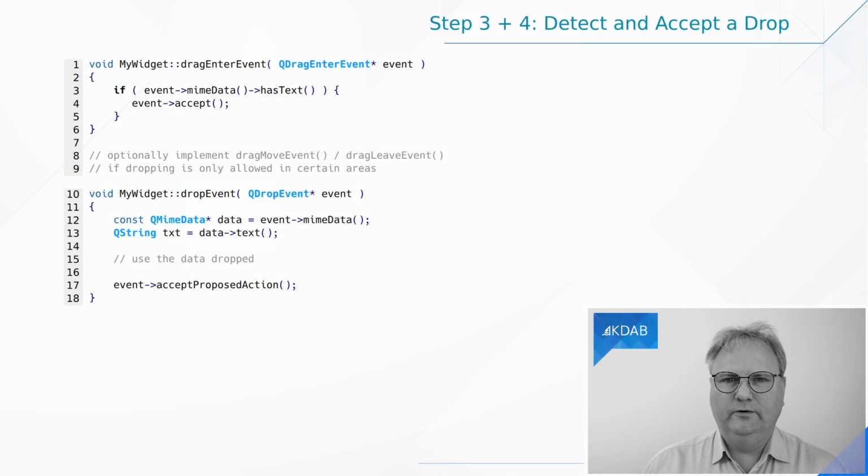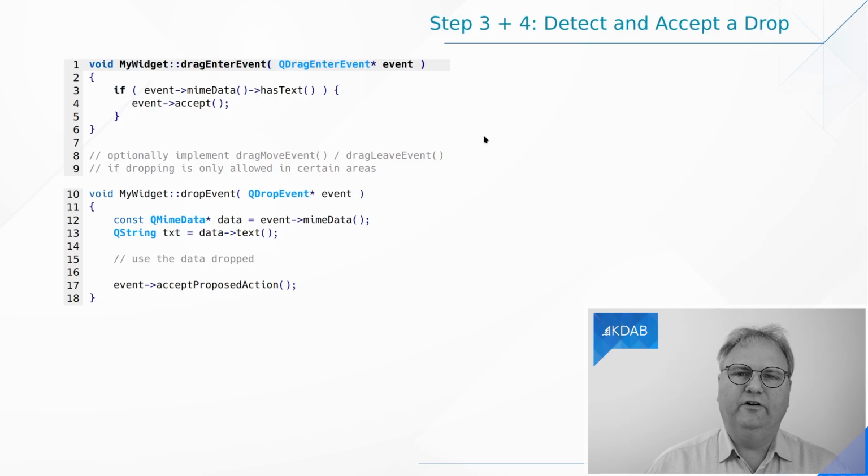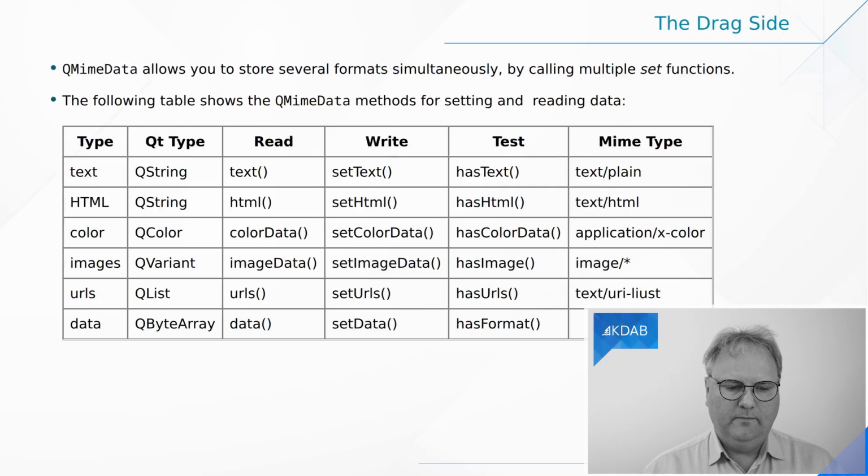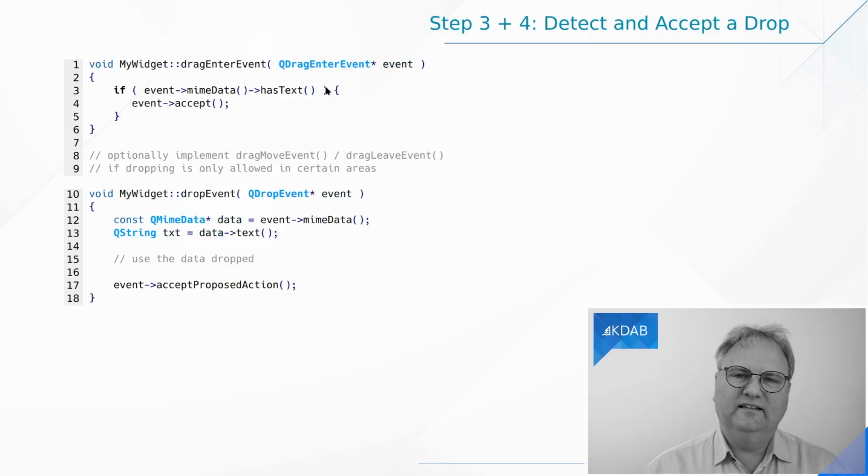So what does it take to accept the drop? Well, first of all, I need to implement drag enter event. And drag enter event is called on me whenever the user enters my widget with a drag operation. Then I'll go and ask the event for its MimeData. And that MimeData had a number of tests. Remember, the test up here has text, has HTML and so on. And I'll test whether it has the MIME type that I'm interested in. And obviously, I could be interested in multiple ones. I could test whether it has HTML and then put it into my QTextEdit as HTML. Or if it didn't but has text, then I could put it in as regular text.